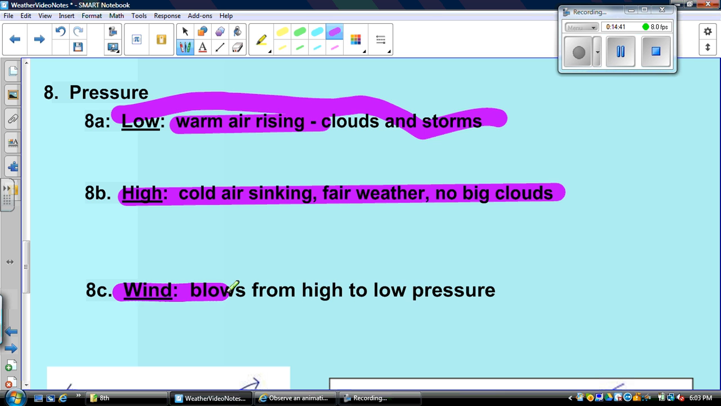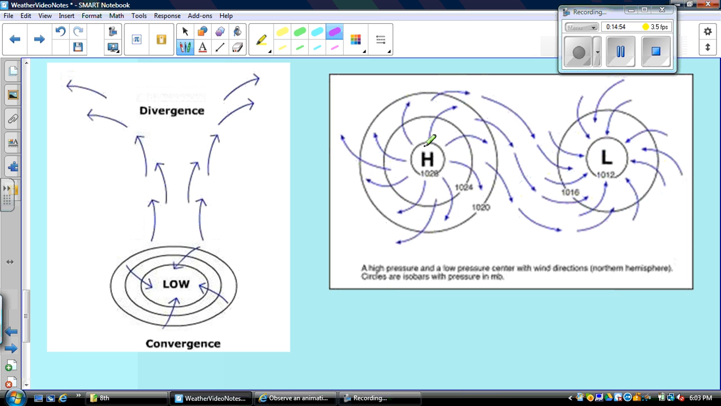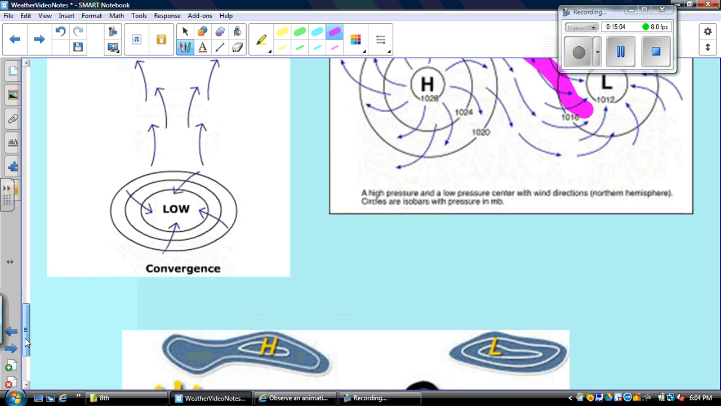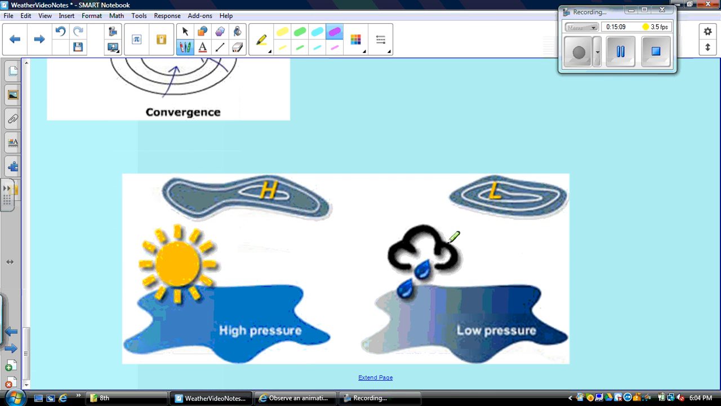Now, wind will blow from high to low pressure. So that's how we get a movement of our air, through the differences in pressure. Down below, just showing you what that looks like. You've got a high pressure system. You can see the wind is moving from high pressure to low pressure. High pressure is associated with fair weather. Low pressure is associated with stormy weather.